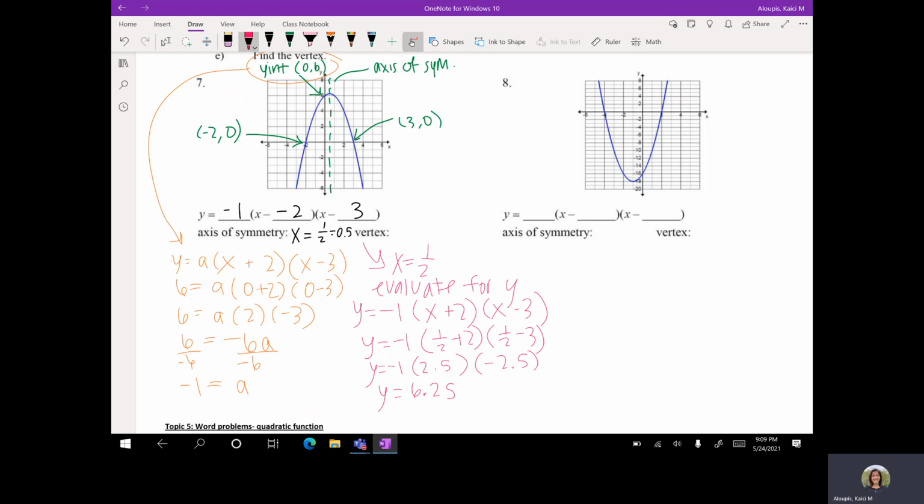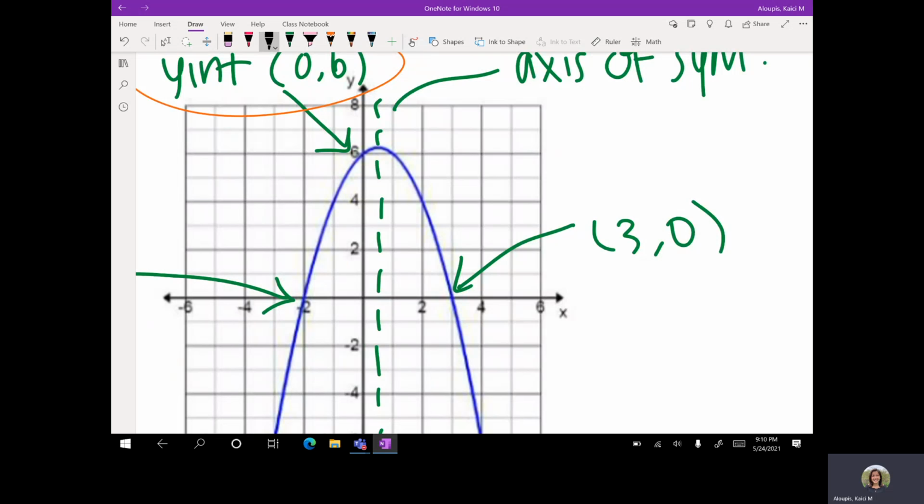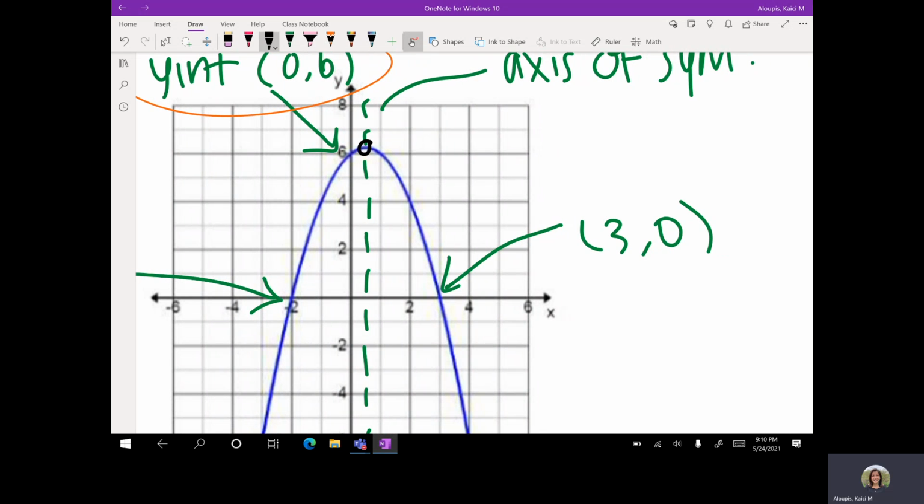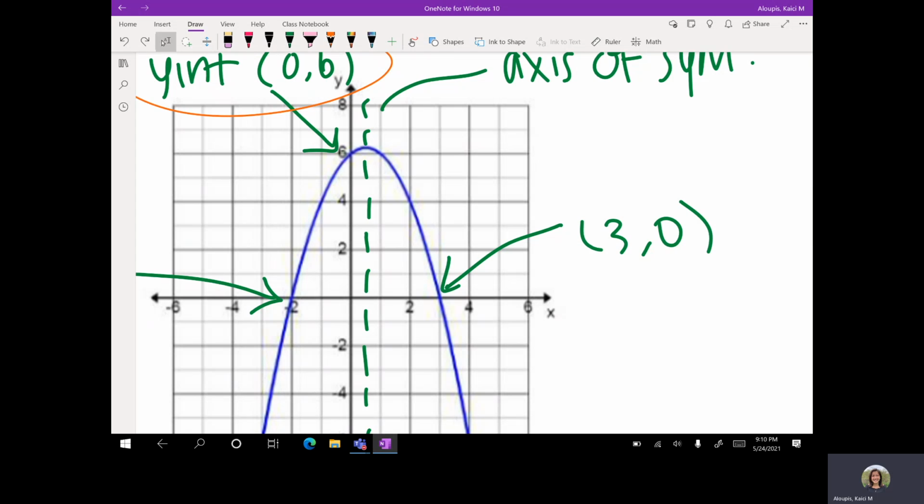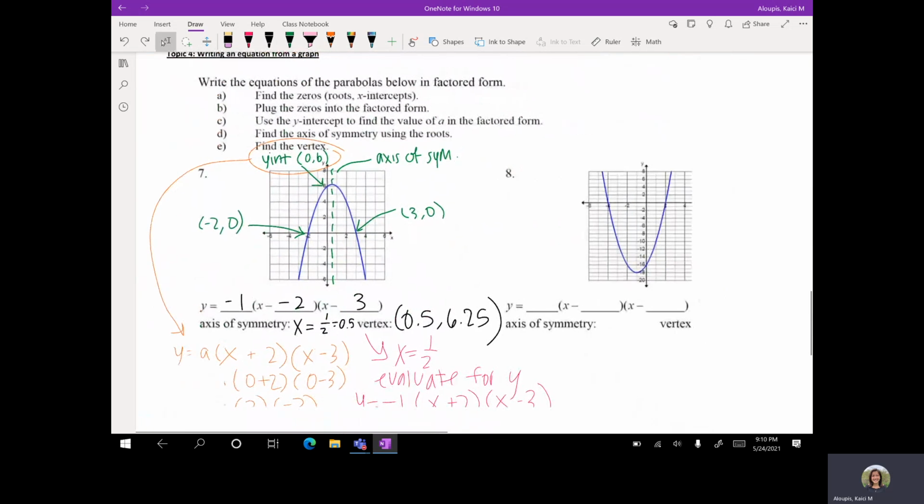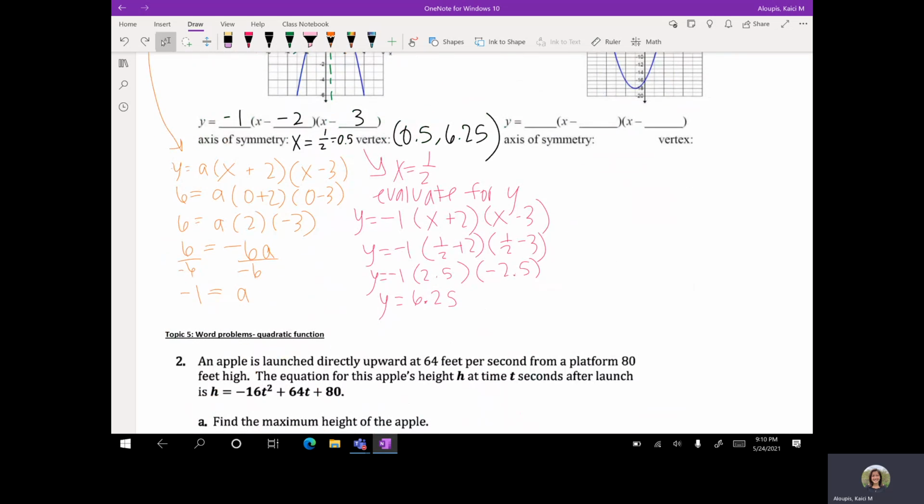So that's our vertex, (0.5, 6.25). And you can see that the maximum point of our vertex is a little above 6. Okay, that's that. I'm not going to do the other one because it's the same steps, just a different graph. Last topic is topic 5.